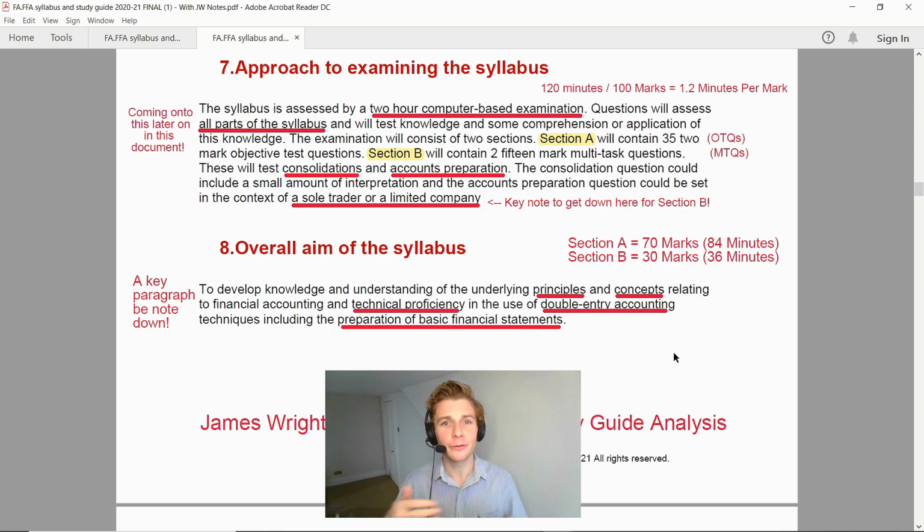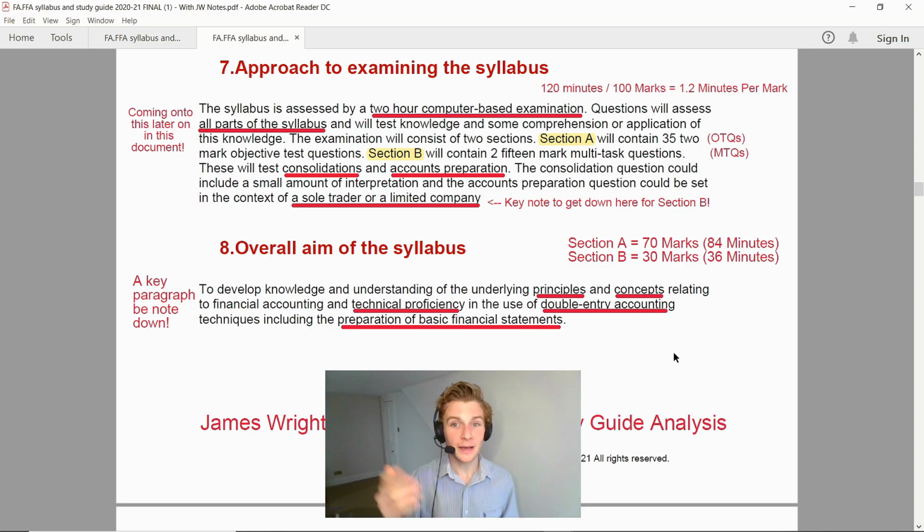So what are we looking at there? Well, we've got multi-task questions. Now, coming on to this in a bit more detail, and this will be overlooked by people who read this if you haven't looked at the external examiner's report, but the actual section B now, these will test, get this jotted down, consolidations and accounts preparation, absolutely fundamental. And then in terms of sole traders and limited companies, that is a key note for section B, because those are the critical areas and the only real areas that they test in section B. And also section B is a lot harder than section A as well.